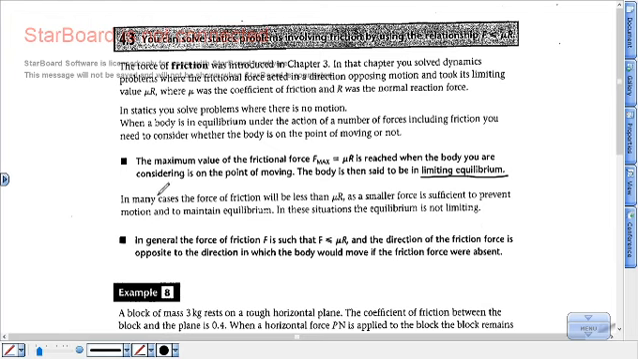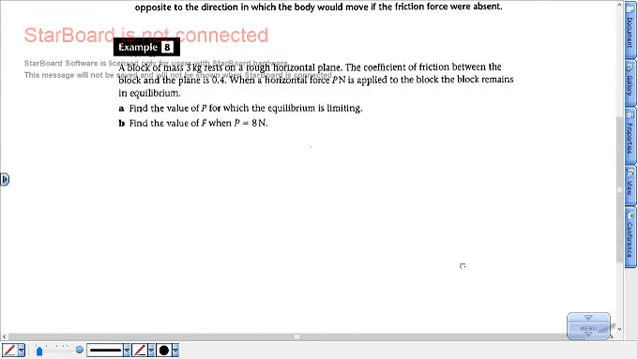In many cases, the force of friction will be less than mu R, as a smaller force is sufficient to prevent motion and to maintain equilibrium. In these situations, the equilibrium is not limiting. You're not on the point of moving. So in general, if you're not told you're moving or on the point of moving, then all you can say about friction is that it could be less than or equal to mu R unless you know other circumstances. And the direction of the frictional force is opposite to the direction in which the body would move if the friction force was absent.